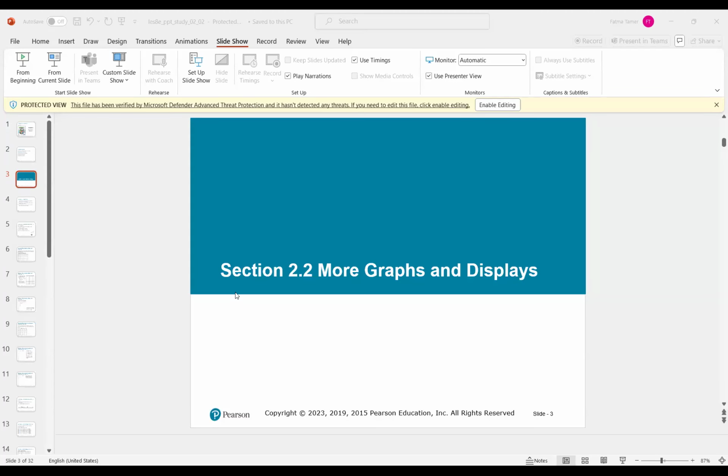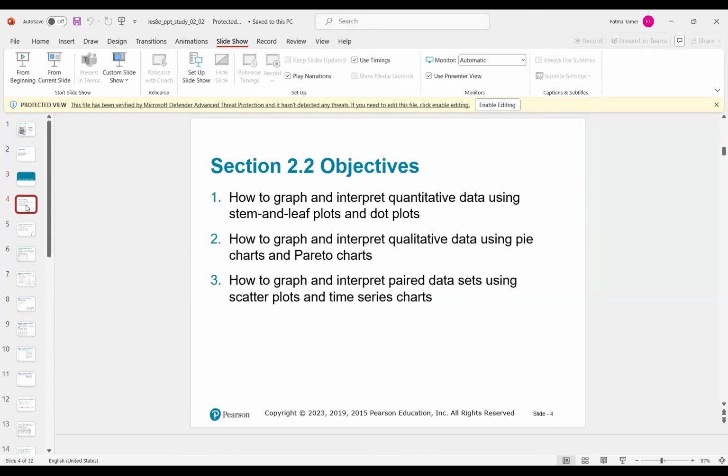With this video, we're going to look at section 2.2, which is called More Graphs and Displays. These are the objectives we want to learn. We want to graph and interpret quantitative data using stem and leaf plots and dot plots. Then we're going to graph and interpret qualitative data using pie charts and Pareto charts. And the third and last objective is to graph and interpret paired data sets using scatter plots and time series charts.